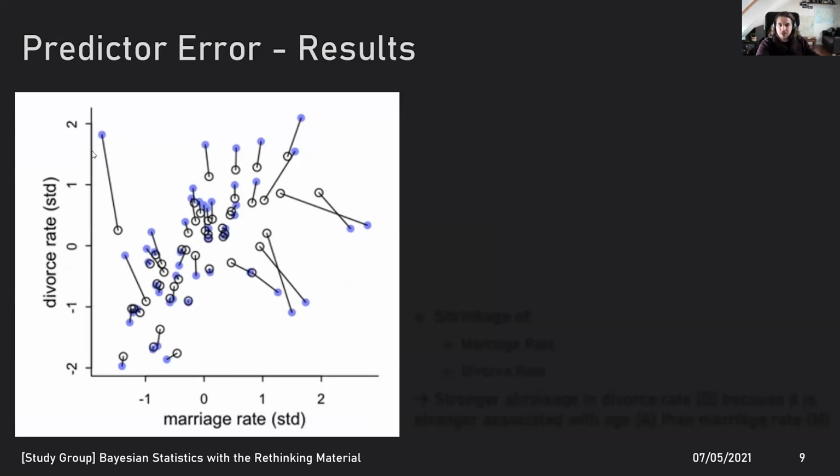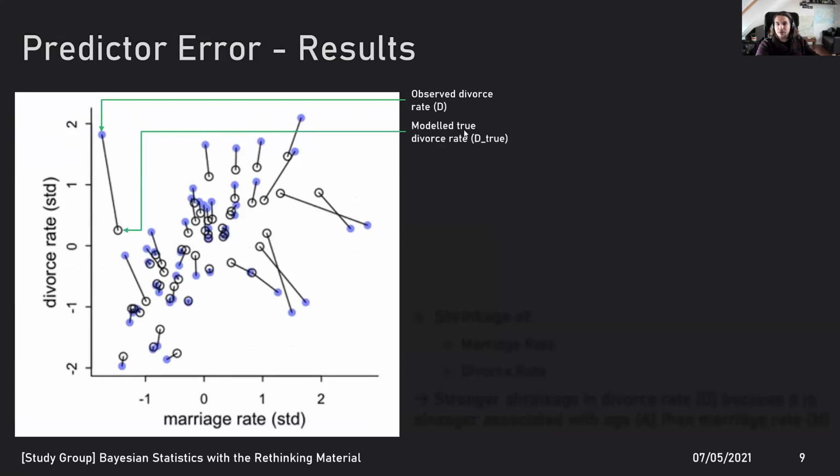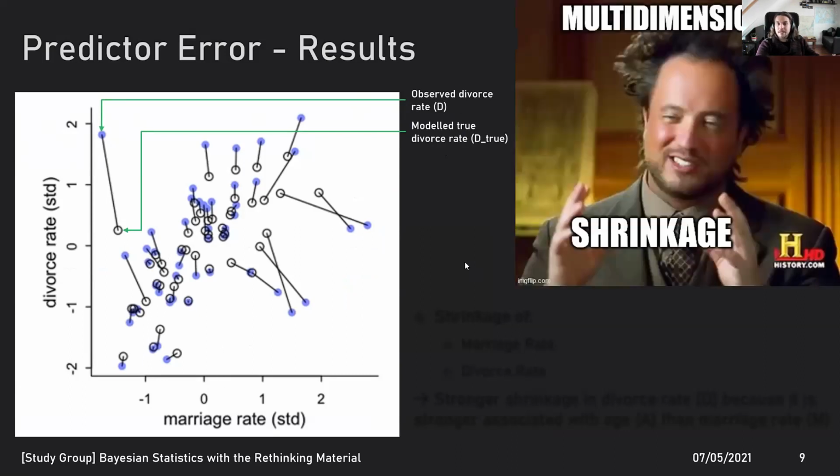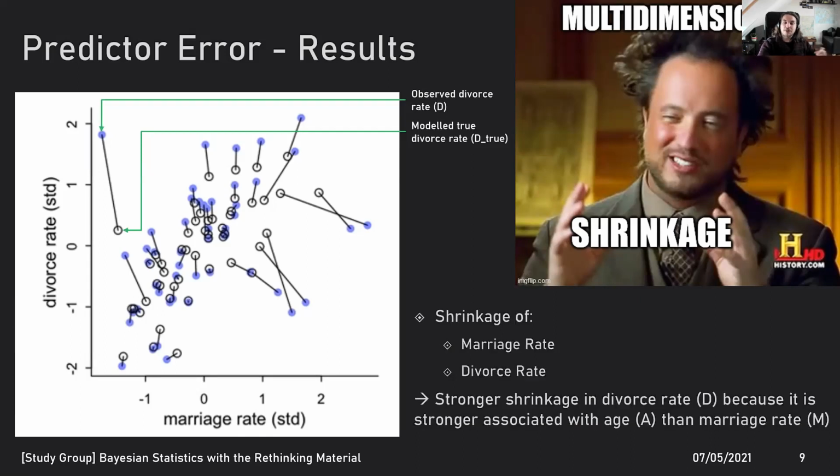Again, we see our blue circles, we see our open circles, and basically what we get here is the observed divorce rate with the observed marriage rate, and this right here is the modeled true divorce rate with the modeled true marriage rate. And all of these are pulled towards some central location, the population mean for both marriage rate and divorce rate. This leads us to having multidimensional shrinkage. So we just have more shrinkage and more shrinkage in our models. In this case, this is shrinkage of marriage rate as well as divorce rate.